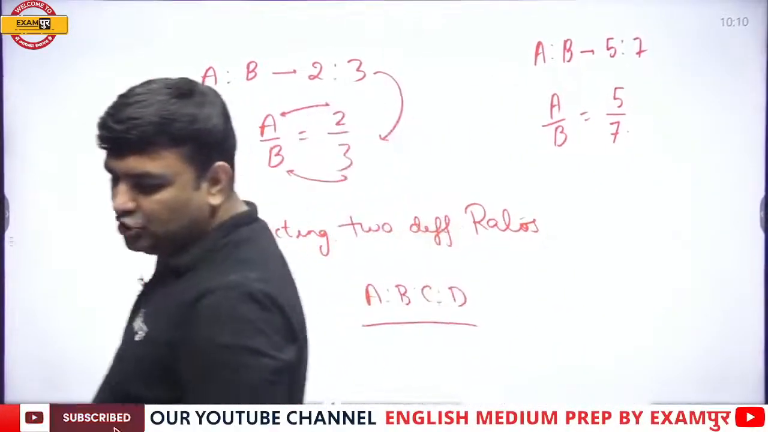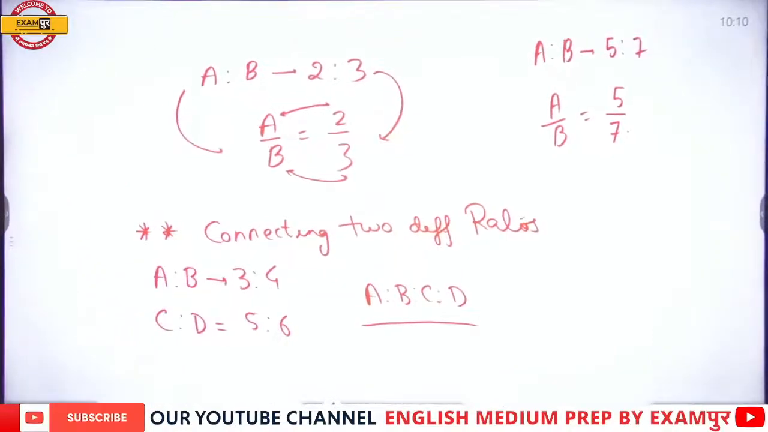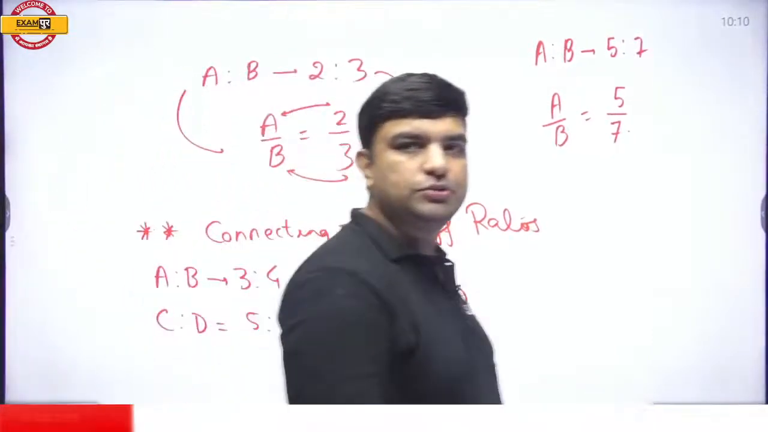A:B is 3:4, C:D is 5:6. What is A:B:C:D?